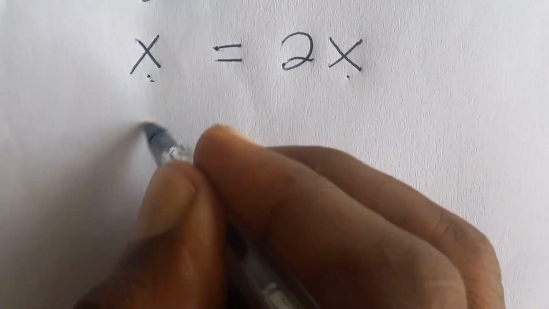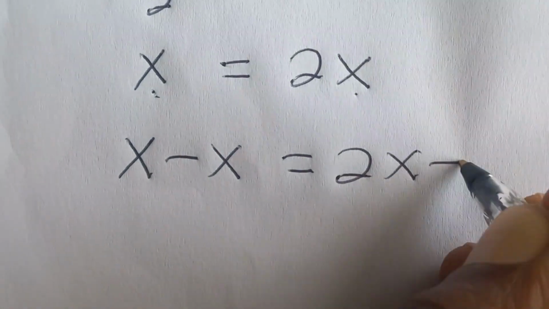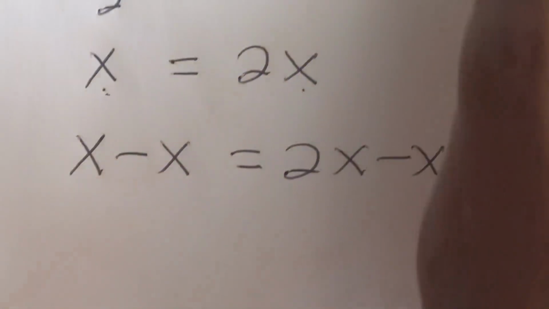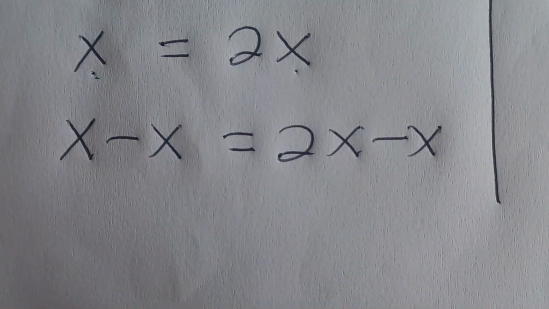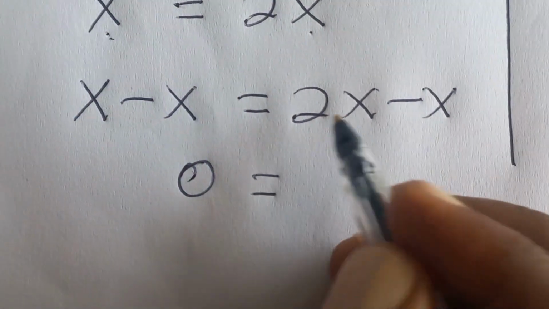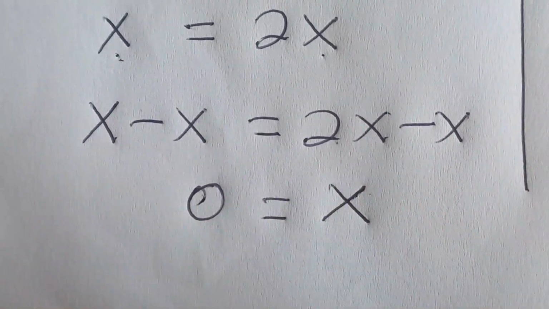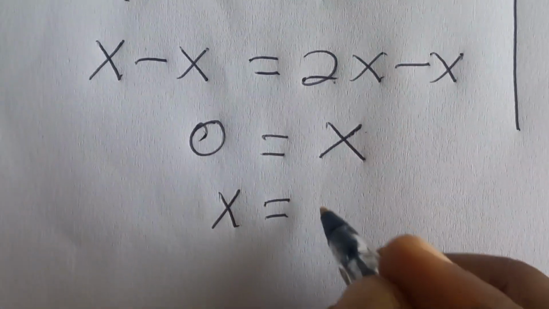So we are going to get x minus x, which is equal to 2x minus x. So here we are going to get 0 is equal to 2x minus x, which is x. So our x is equal to 0.